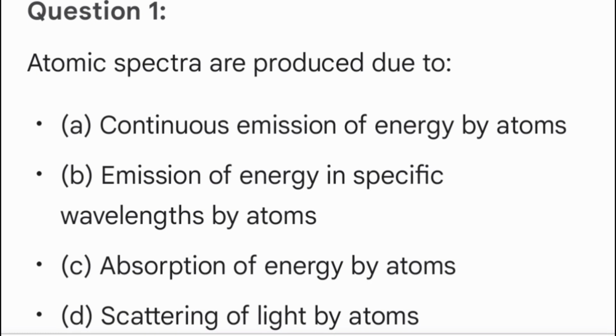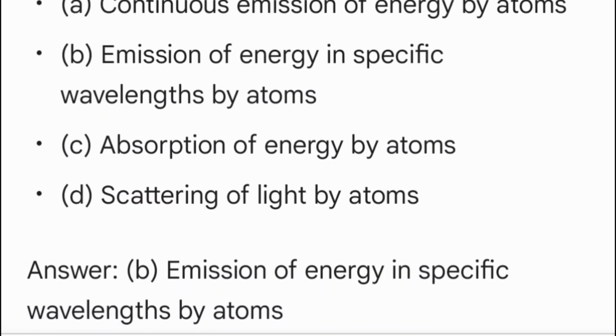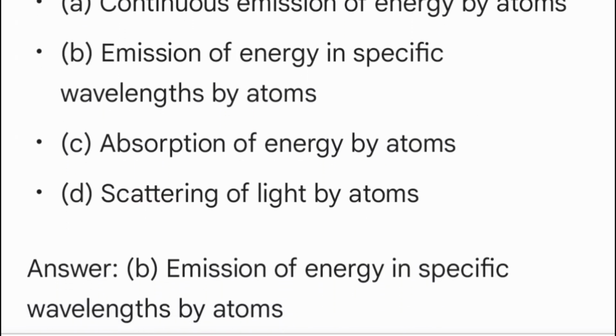Atomic spectra. Objective questions. Question 1. Atomic spectra are produced due to A. Continuous emission of energy by atoms, B. Emission of energy in specific wavelengths by atoms, C. Absorption of energy by atoms, D. Scattering of light by atoms. Answer: B. Emission of energy in specific wavelengths by atoms.